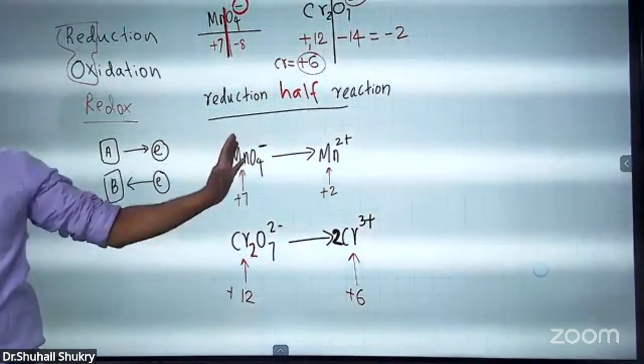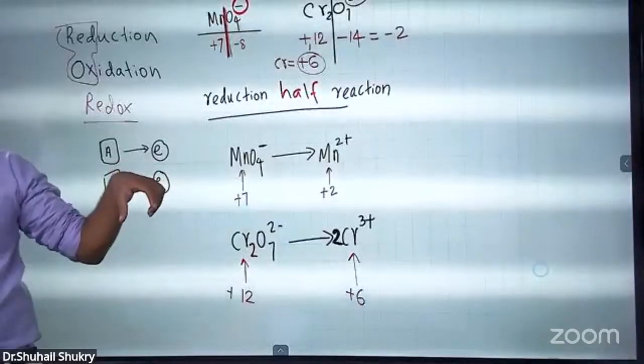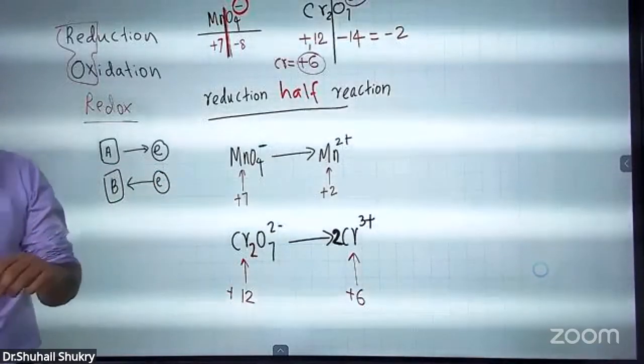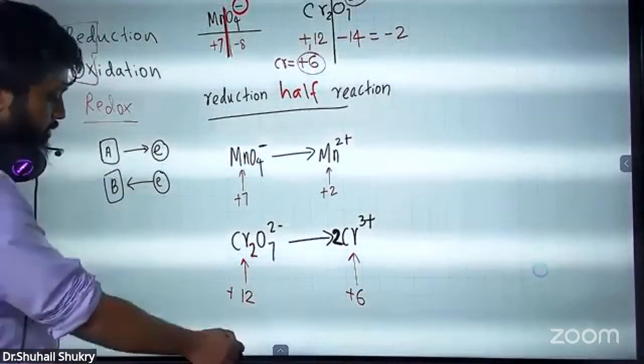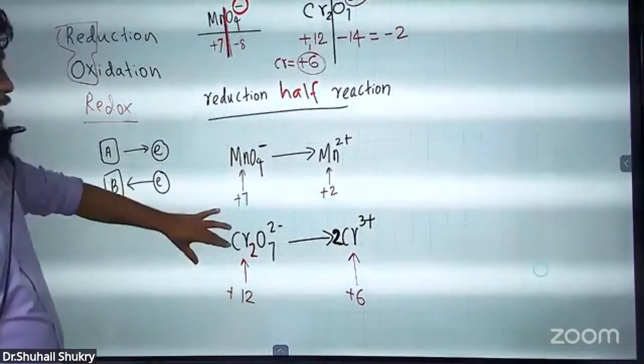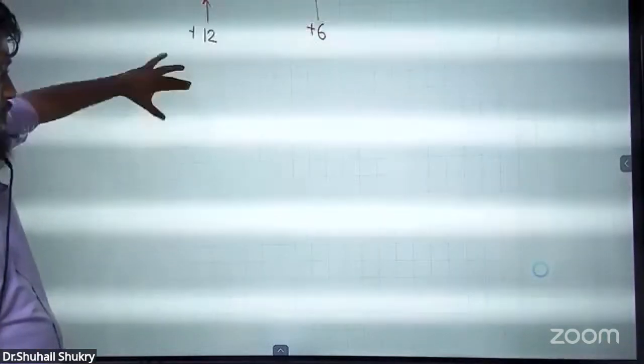This is only half the work done. So I have to complete the full work. How can I complete the full work? I have to balance this entire thing. Now I will rewrite this again, and carefully observe how to balance this full thing.